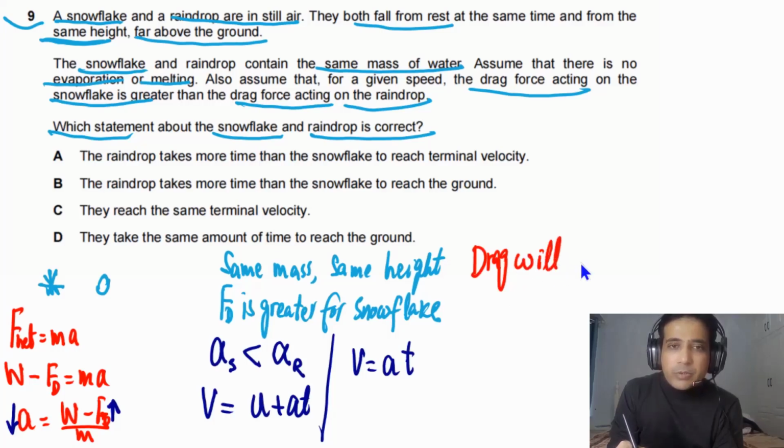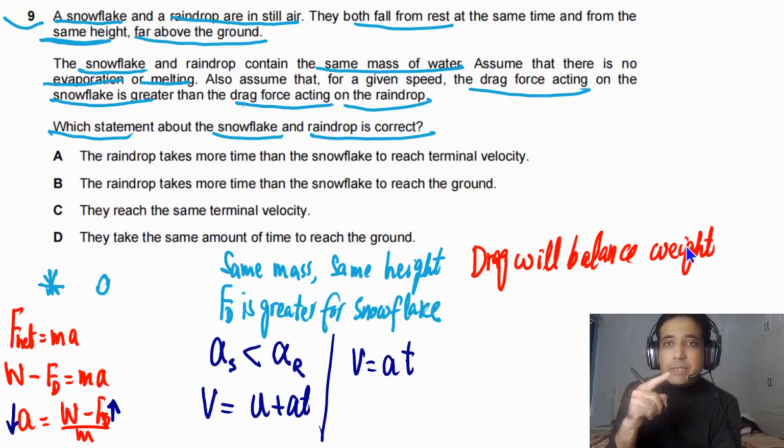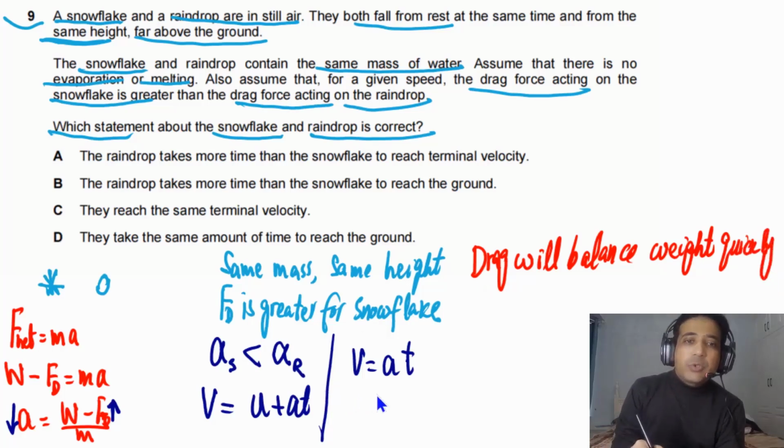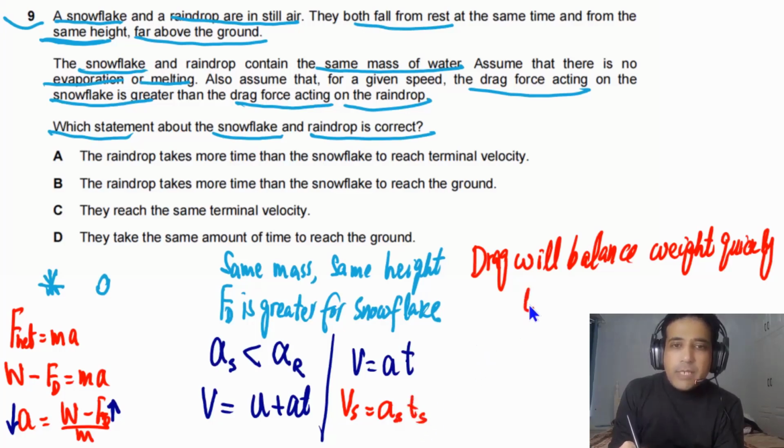Will balance weight quickly. So we can write down will balance weight quickly because the value of the drag for snowflake is greater. So it means in case of snowflake, time taken to reach terminal velocity will be shorter. So for snowflake, we can write down the terminal velocity Vs. This is equal to As and this is equal to Ts. But in this case, we have seen that Ts is also shorter than Tr.